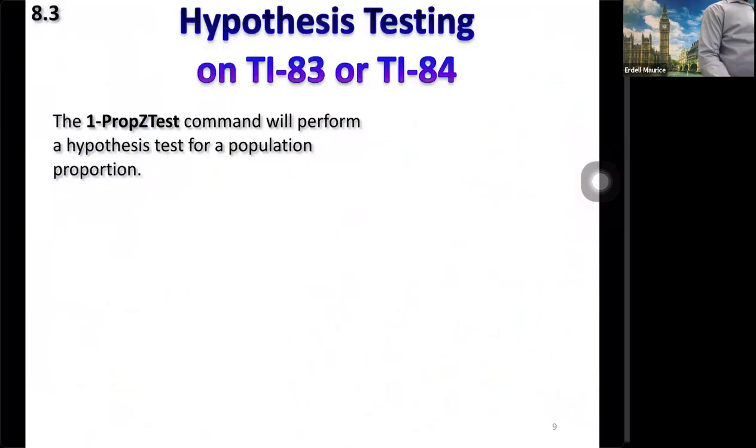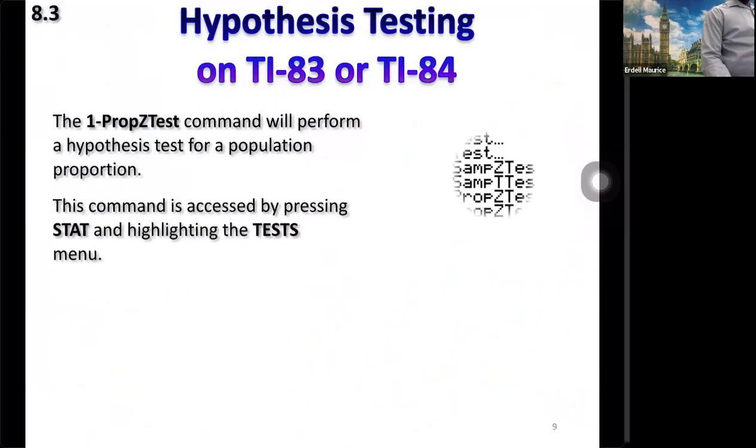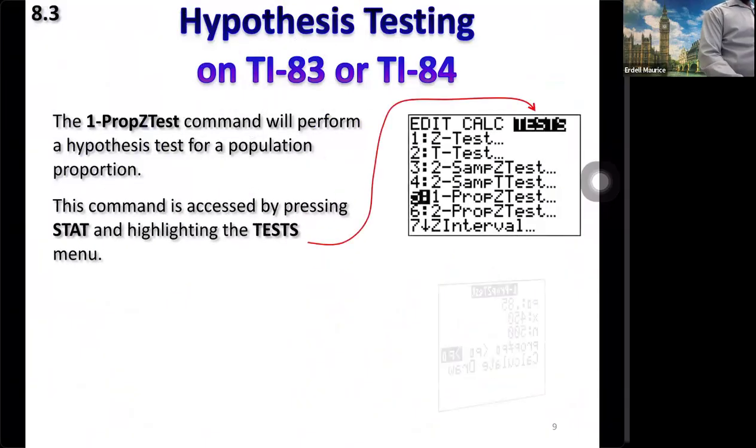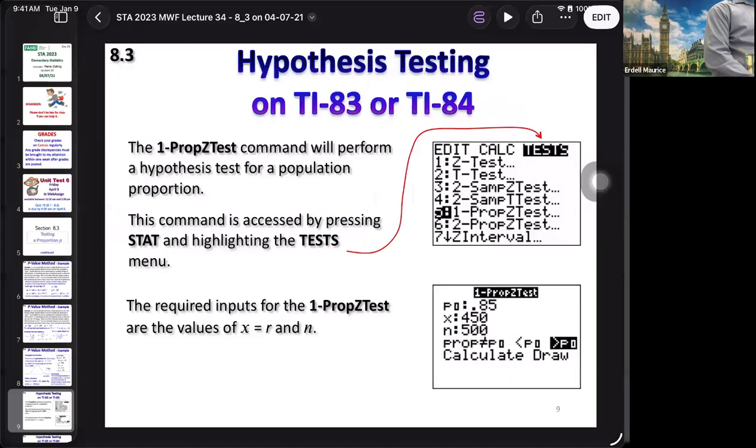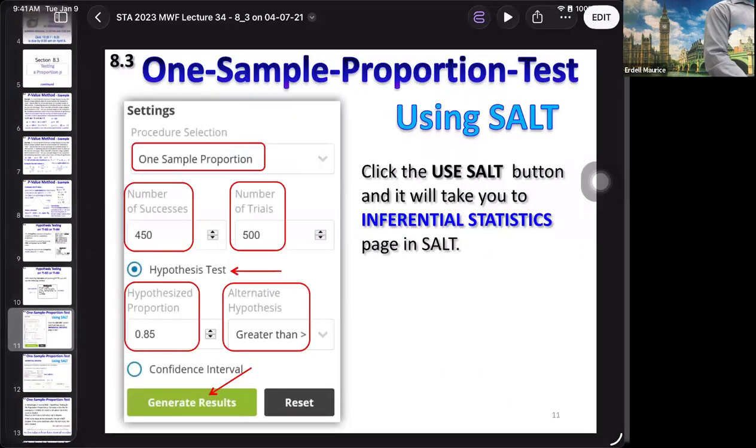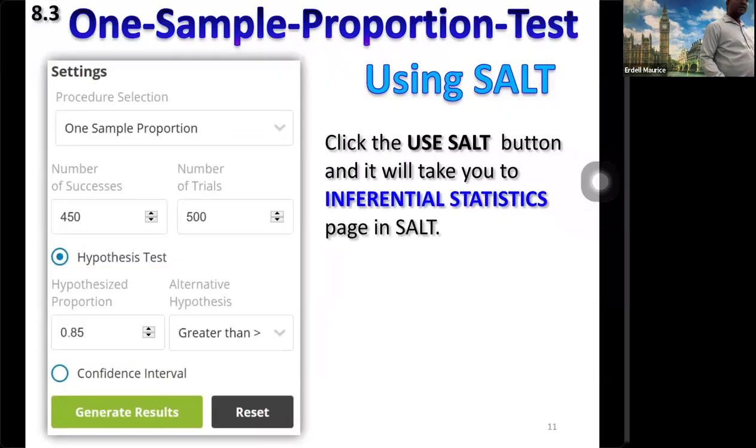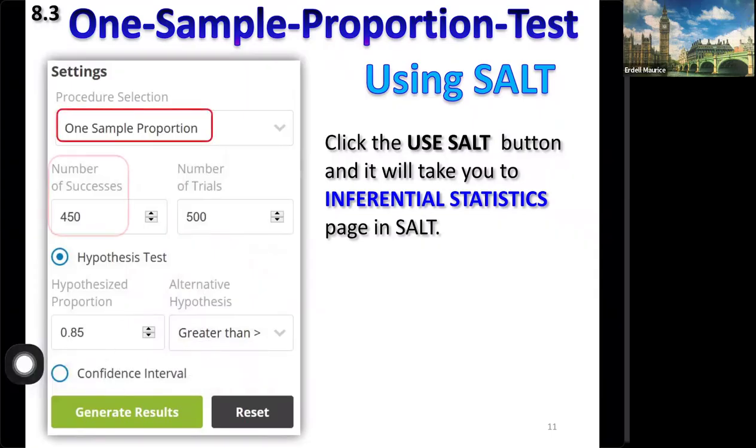They show you how to run it on a TI-83 calculator, and then they will show you how to run it on SALT. Let me just go back over SALT again. In SALT, you have to select a one sample proportion, and it'll ask you for two numbers. Once you select those two numbers, you then have to write out the alternate hypothesis. It's a right tail test, so you're going to select greater than. Questions there? You hit the green button, generate.